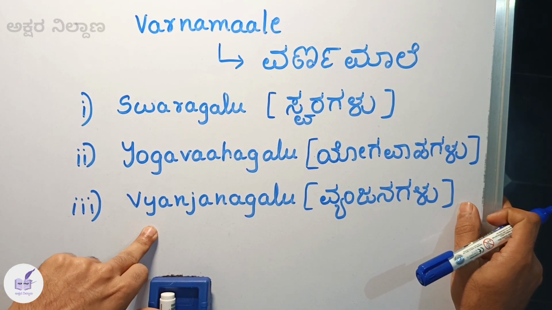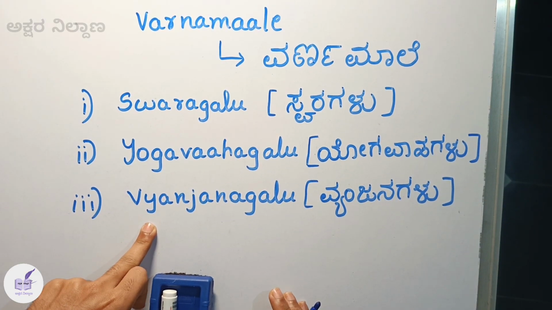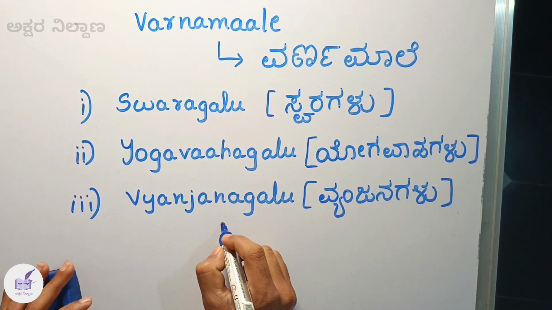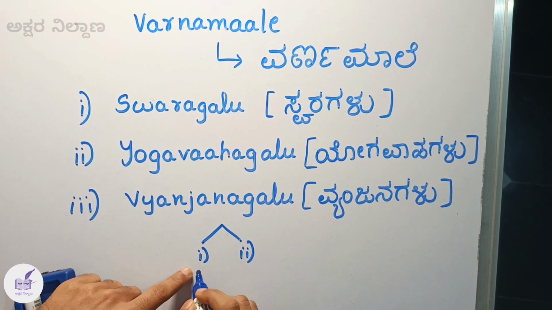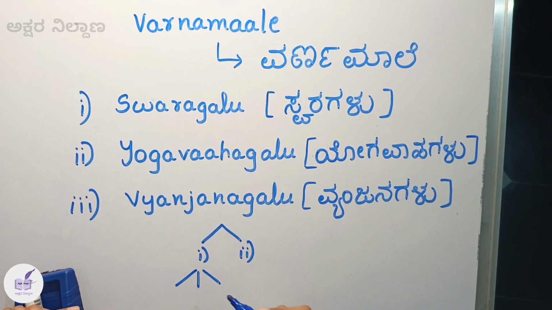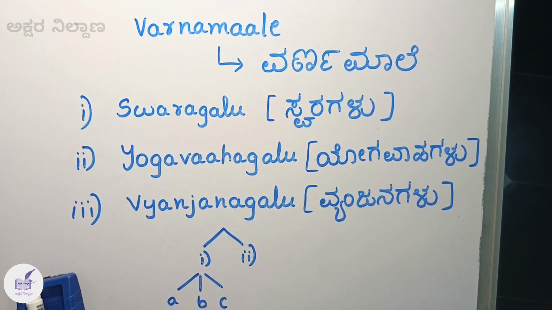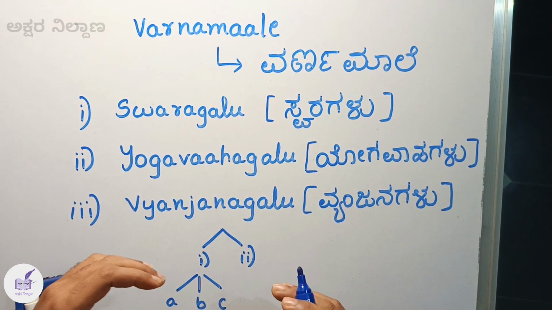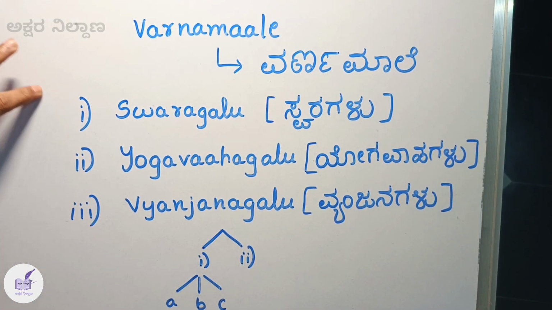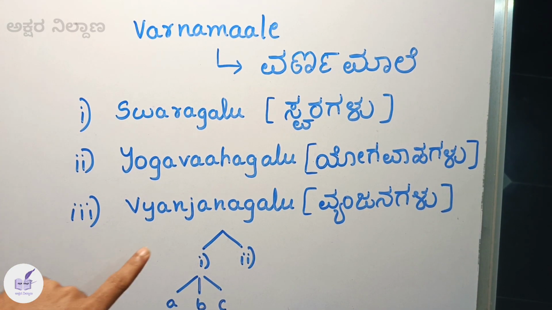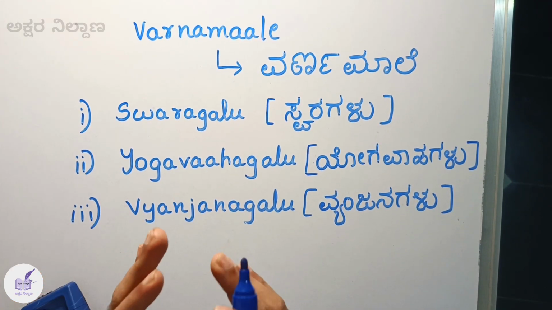In the Vyanjanagalu group, we have two separate groups, and even in the first of these you'll get 3 different types of groups. We're going to learn each and every group later, once we finish the Swaragalu and the Yogavahagalu. Pause the video and take this down.